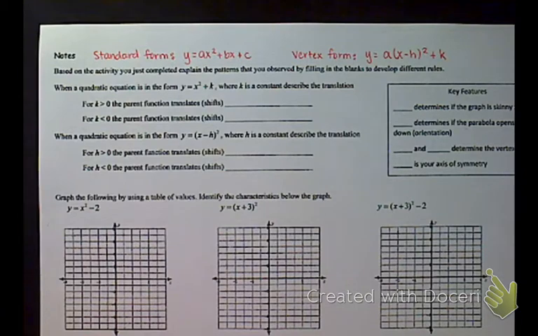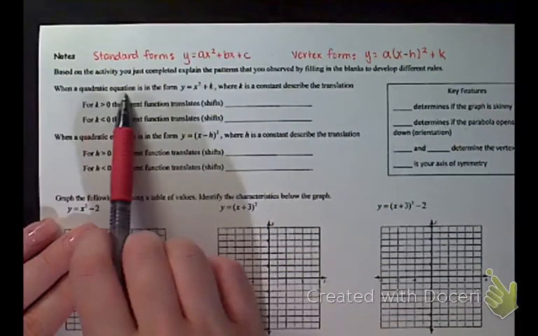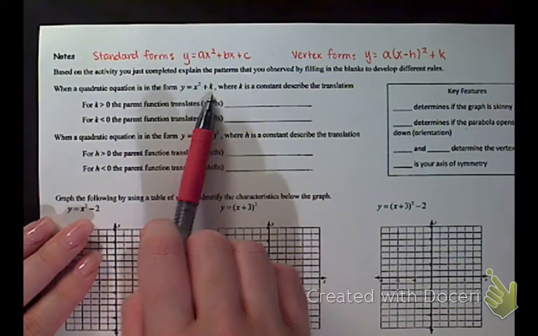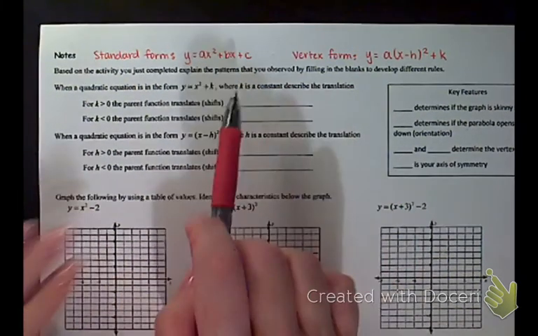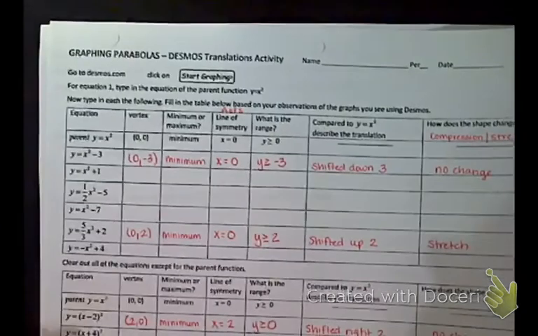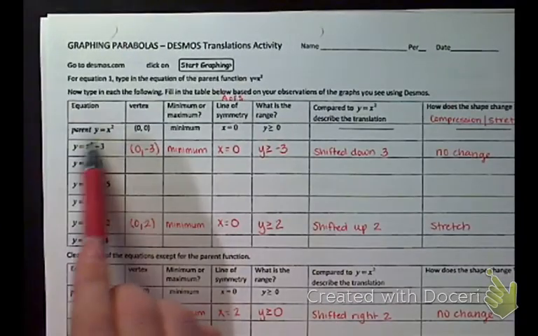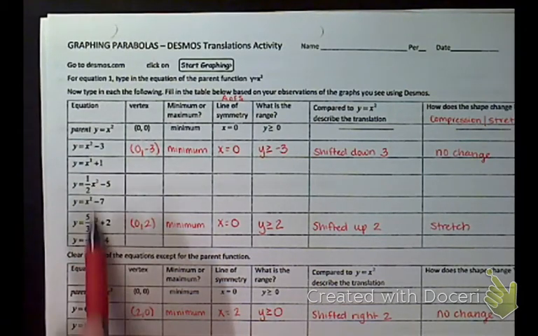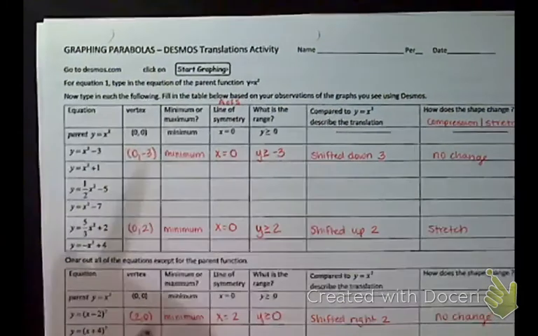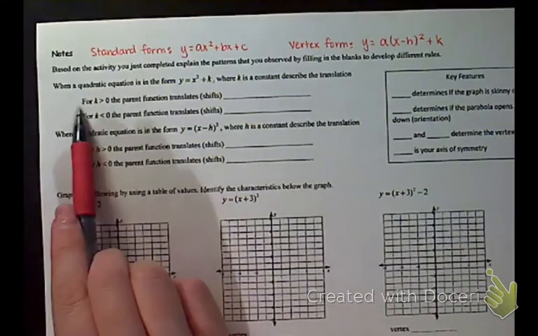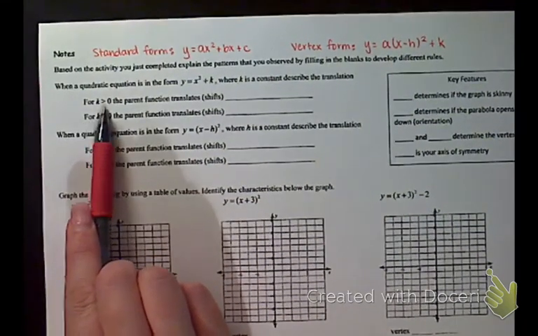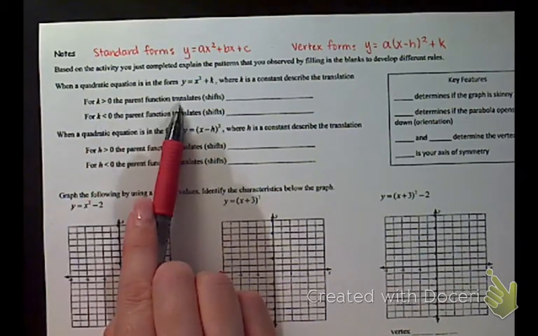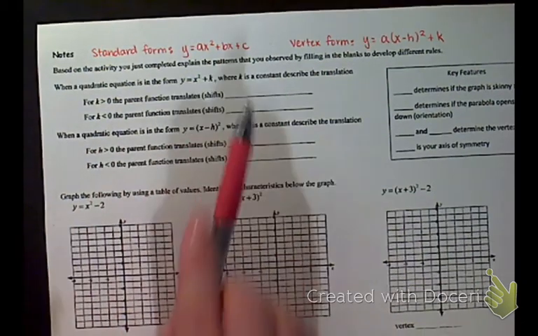All right, so let's see. When a quadratic equation is in the form y equals x squared plus k, where k is this constant, describe the translation. So if you go back to your Desmos activity, that was all of these equations, right? y equals x squared, and then we had a plus or minus k, plus or minus a constant term. Okay, so when k was greater than 0, the parent function translated or shifted which direction?